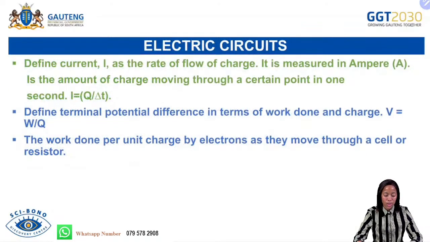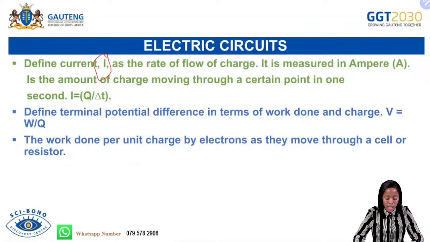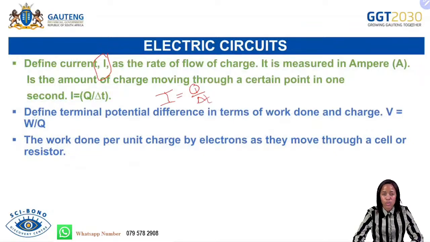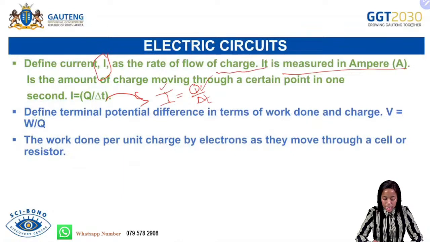Okay, so now it says here, define current. So we said current, we are going to represent it using I as the rate of flow of charge. So to explain the definition, which formula are we using? We are using I equals Q divided by the change in time, whereby the I will represent the current, which is measured in ampere, and the Q will represent the charge, and then the change in time is what defines the rate of flow.